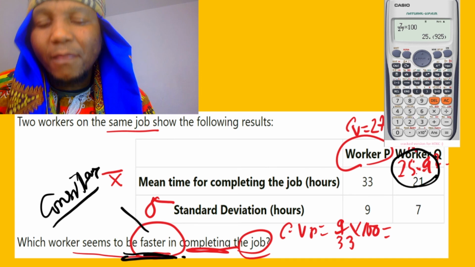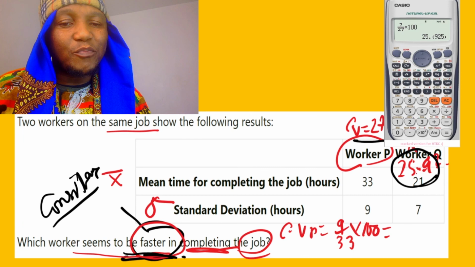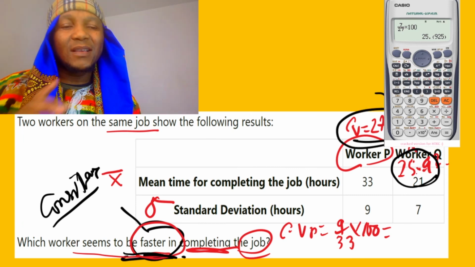But if they say which worker is going to complete slower, then you pick the coefficient of variation which is bigger. It's the other way around.